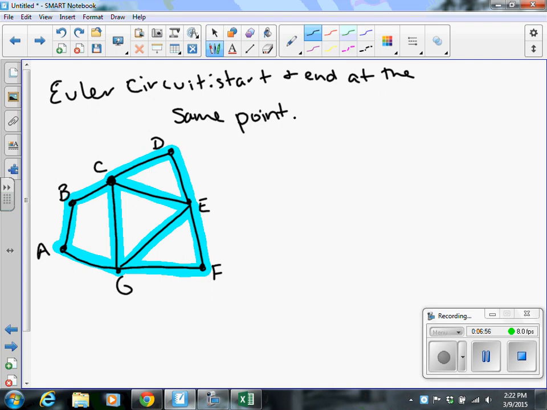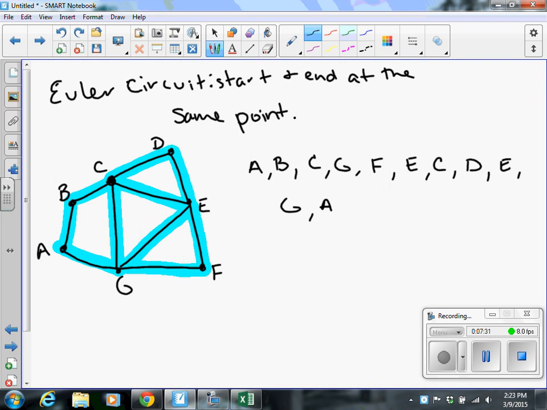All right, so retracing our steps here. We went to A, to B, to C, to G, then we went to F, E, C, D, E, G, A. So we started at A and we ended at A. It did in fact work. Did anyone notice anything? There are some tricks of the trade.